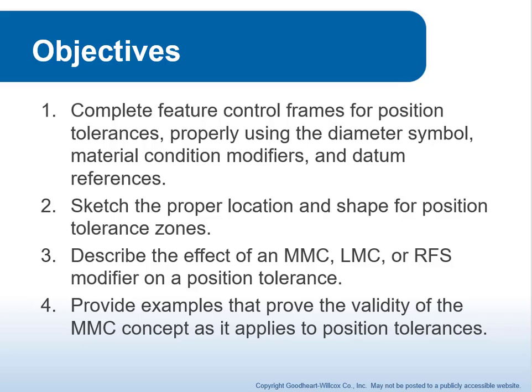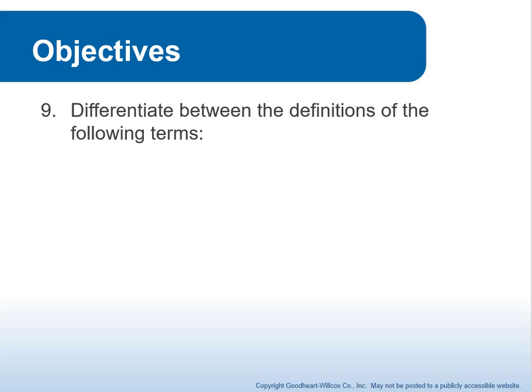First objective is to complete a feature control frame for the position tolerance, properly using the diameter symbol, the material condition modifiers, and datum references. Number 2, sketch the proper location and shape for a position tolerance zone. Number 3, describe the effect of an MMC, LMC, or RFS modifier on a position tolerance. And number 4, provide examples that prove the validity of the MMC concept as it applies to position tolerances. And finally, we had some terms for you to know the definitions of.